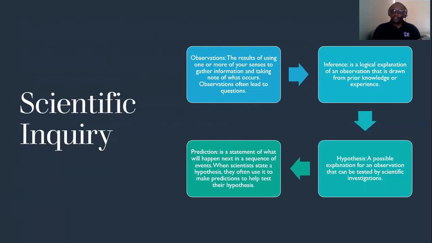Also, we can infer. When we infer, we use prior knowledge or experience. So you use the prior knowledge and prior experience, and then you can infer. You can have a logical explanation about what you're observing. And after that, you can predict. Prediction is a statement of what will happen next in the sequence of events. You can say what you think could happen in the future. When scientists state a hypothesis, they often use it to make predictions, to help test their hypothesis. And a hypothesis is a possible explanation for an observation that can be tested by scientific investigation.